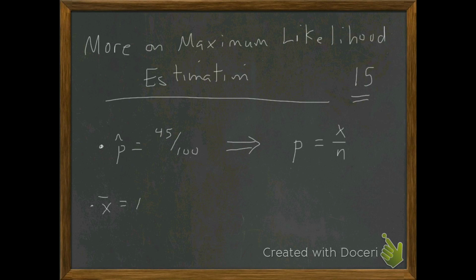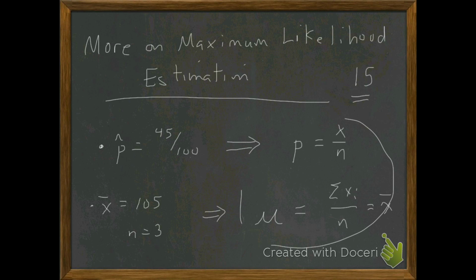We also looked at a sample mean. I think our sample mean was 105, and we had 3 pieces of data. And we came up with the most likely estimate of the unknown population parameter mu would be the sum of our data over n, which we all know is clearly the sample mean. Well, all that seemed intuitively clear, and it turns out everything we did was correct. But there's a lot more to learn about MLEs than just what we looked at.